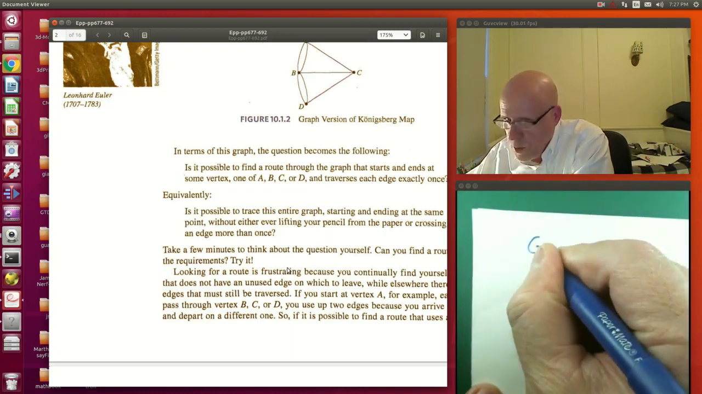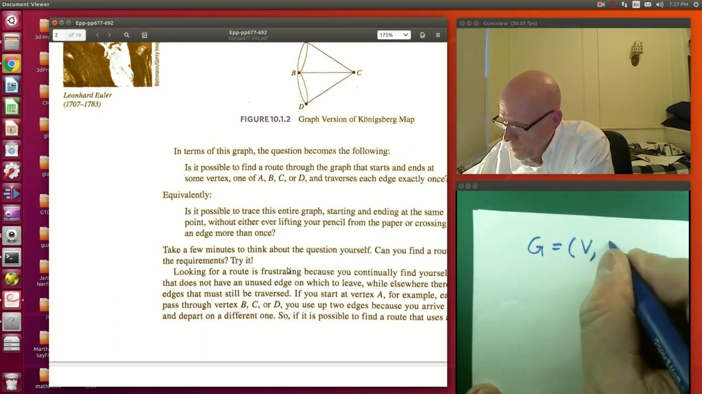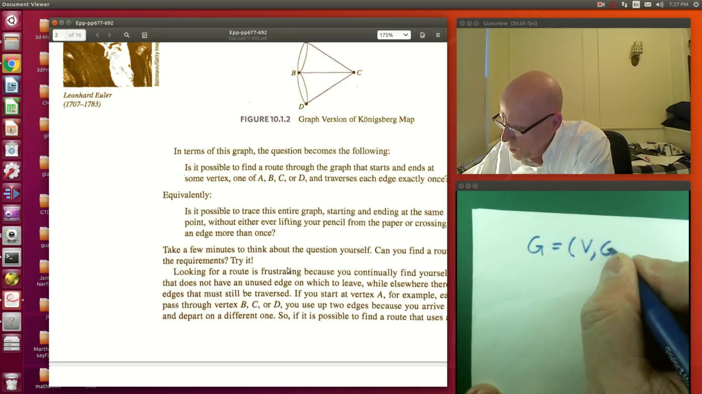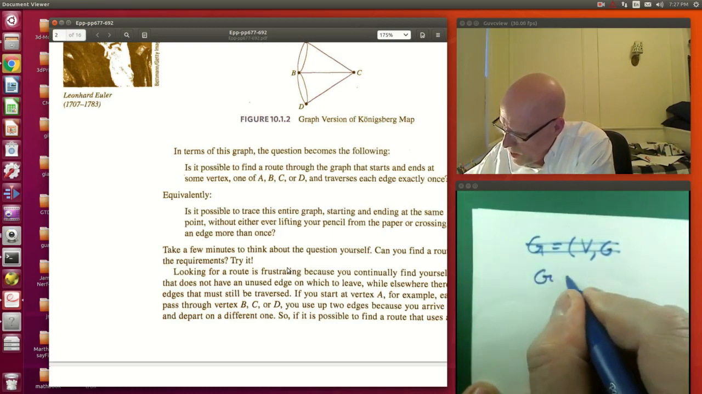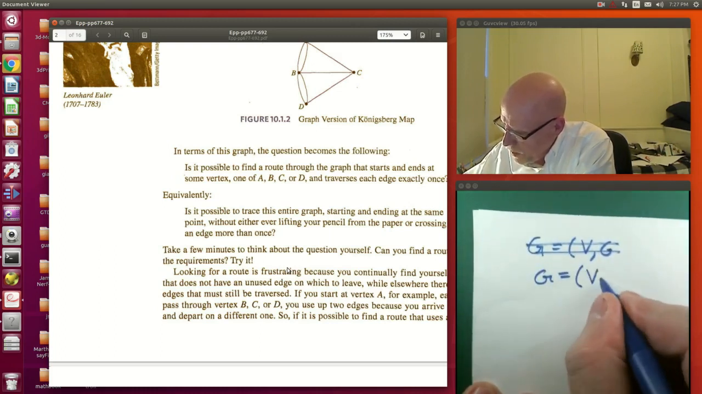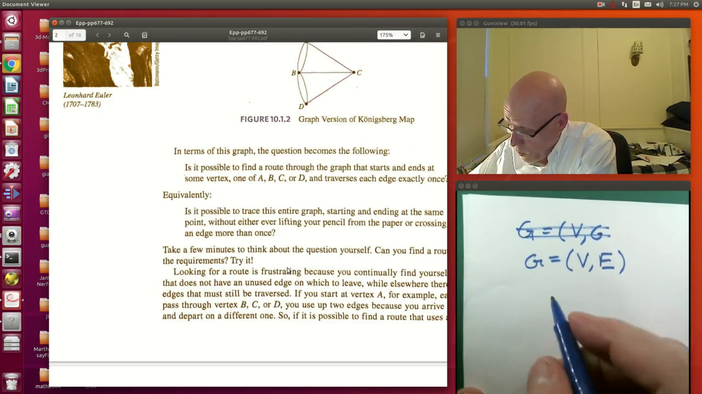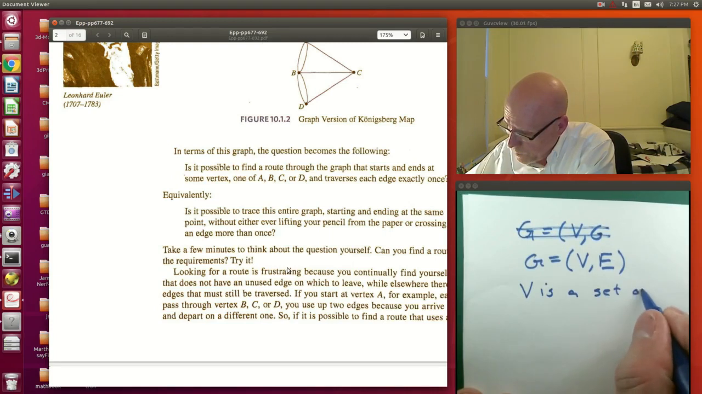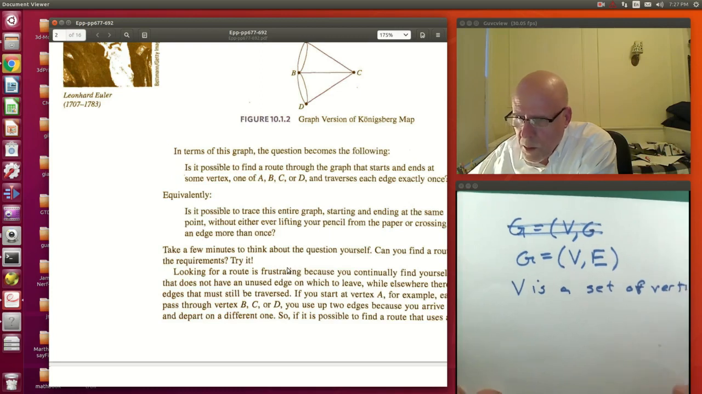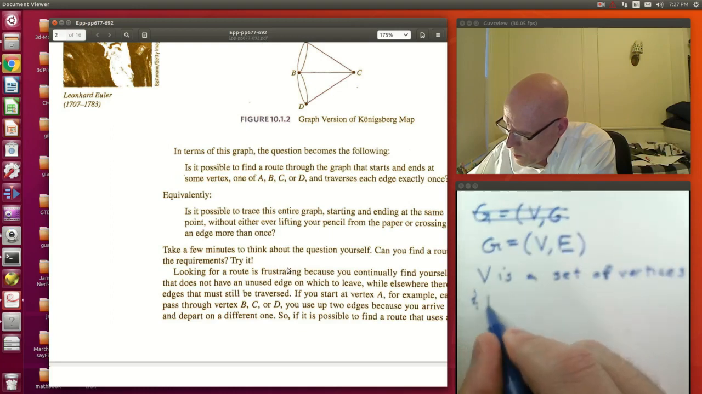When you have a graph, G, it is really an ordered pair of things. Well, my brain just had a failure. Let me try that again. G is equal to V, comma, E, where V is a set of vertices and E is a set of edges. So the letters in there sound like what they should be. V is a set of vertices and E is a set of edges.